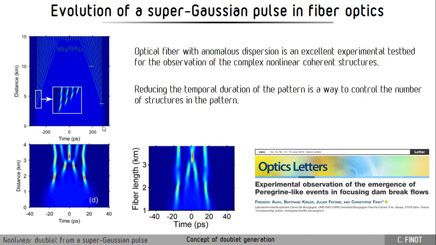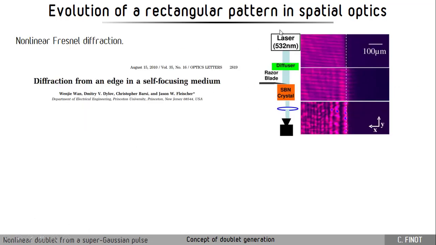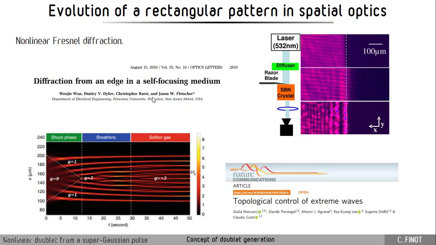Here, those are demonstrations in the temporal domain, but there are also related problems in the spatial domain. For example, the problem of nonlinear Fresnel diffraction. Here, this is an example of the work made by the group of Jason Fleischer, where there are very intense ultra-short structures that appear in the diffraction of an edge in the presence of nonlinearity. Much more recently, a similar problem has been investigated by the group of Claudio Conti, which has discussed how to control the number of structures that may appear during the nonlinear propagation.